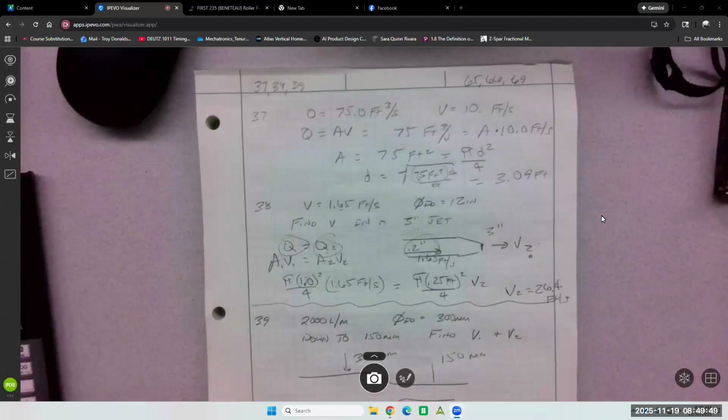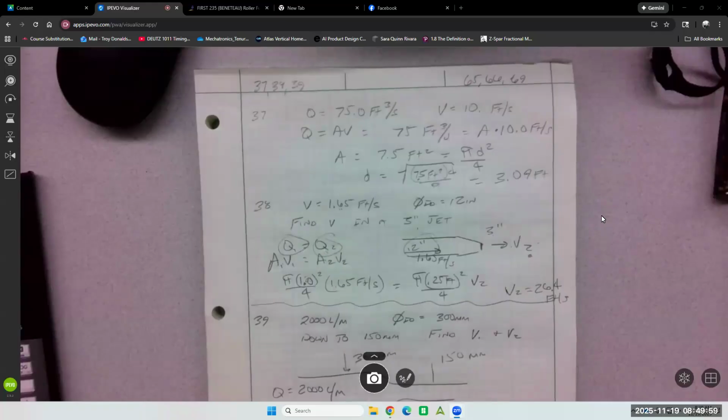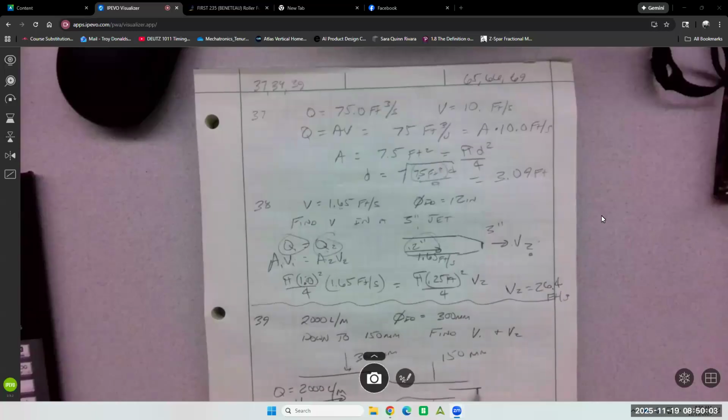And Q is 2,000 liters per minute. And they want to know velocity 1, V1, and velocity 2, V2. Oh, you can't see it.